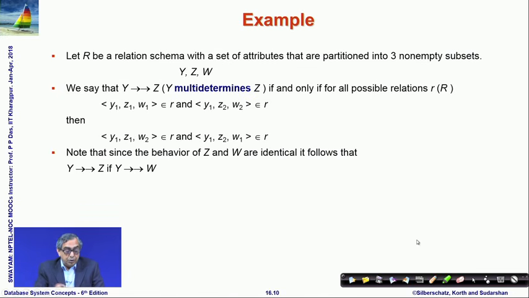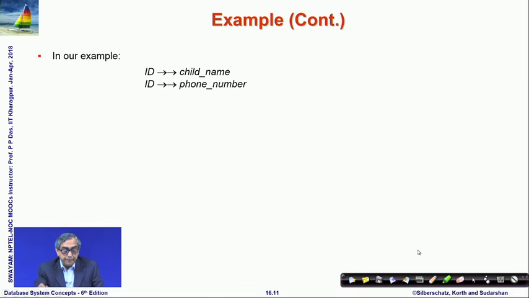And so, naturally, if you read it in a different way, then you can observe that since the behavior of z and w are identical, they are switchable. So, if y multi-determines z, then you have y multi-determining w and vice versa. So, this is a core observation in terms of multi-valued dependencies.